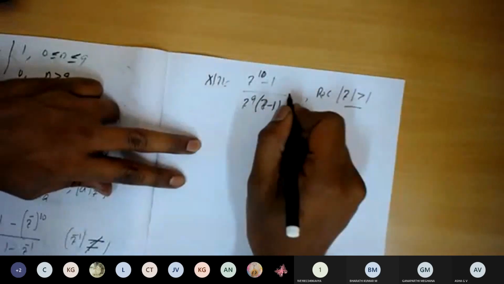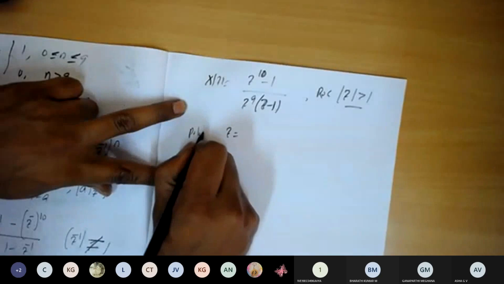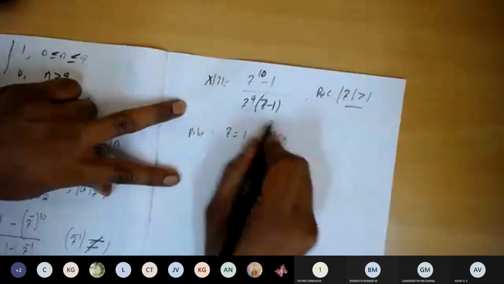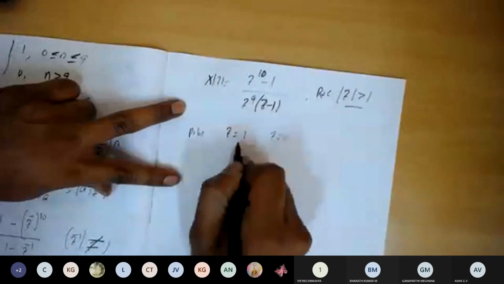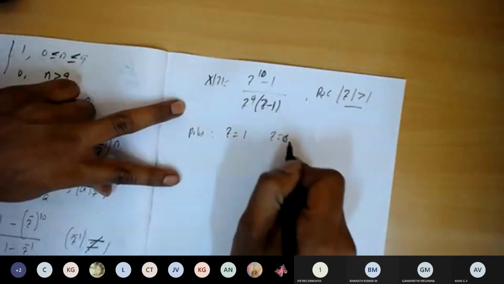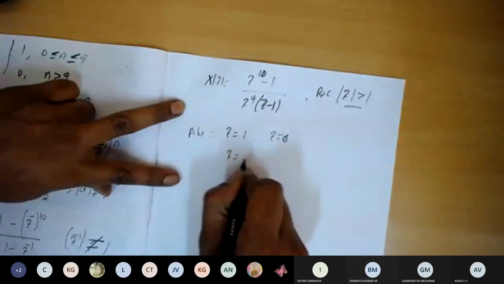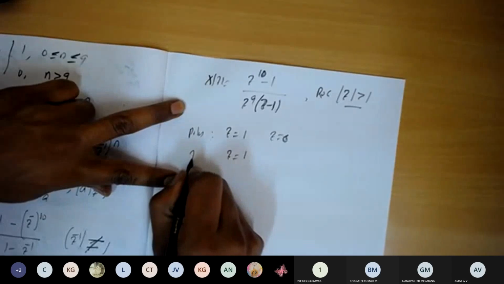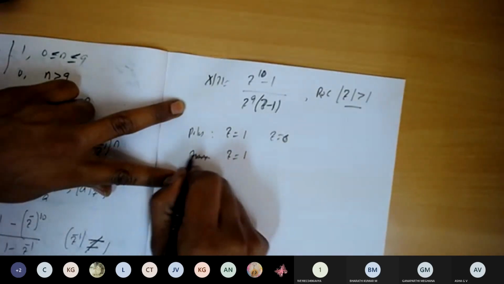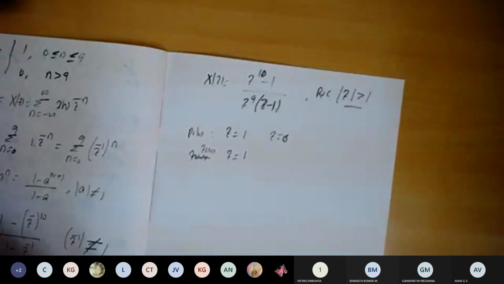Let us find out the location of poles and zeros. The poles are located at Z is equal to 1 and Z is equal to 0. If I equate Z minus 1 is equal to 0, it becomes Z is equal to 1, and at Z is equal to 0 we have the poles here. The location of zeros is at Z is equal to 1.